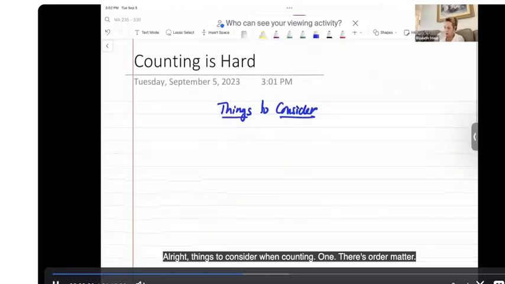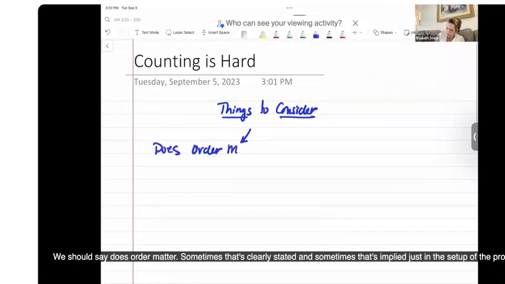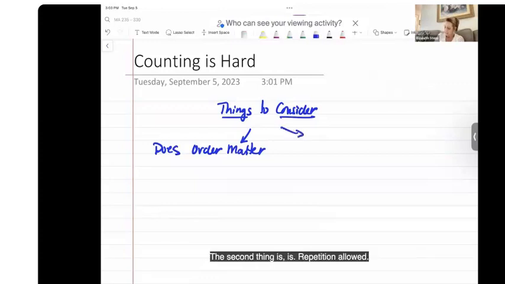Order when counting. One, does order matter? Sometimes that's clearly stated, and sometimes that's implied just in the setup of the problem. The second thing is repetition allowed?